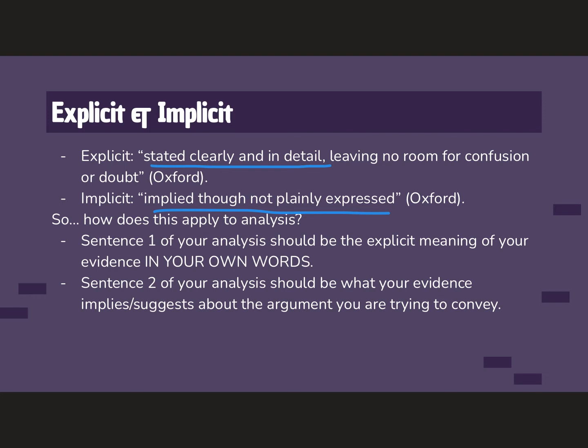So, in your analysis, your first sentence needs to be the explicit meaning of your evidence in your own words. What do you want your audience to notice about the evidence? What do you want your audience to take away from the evidence? Because you and I are going to interpret it very differently. And sentence 2 should be what your evidence implies or suggests about the argument you are trying to convey. So, how does your evidence show your reasoning?